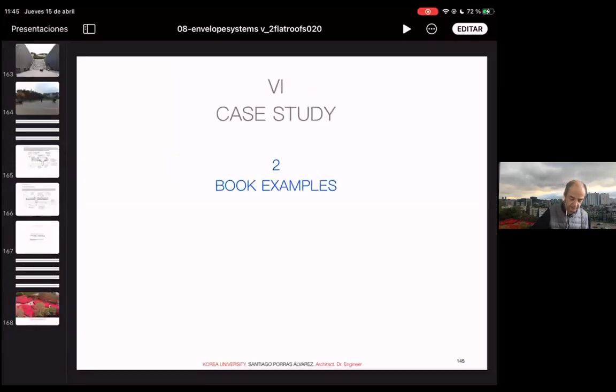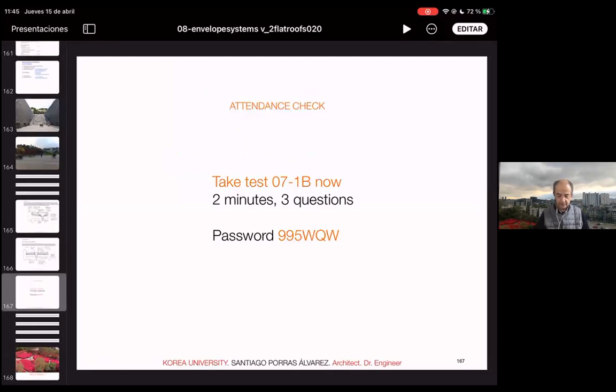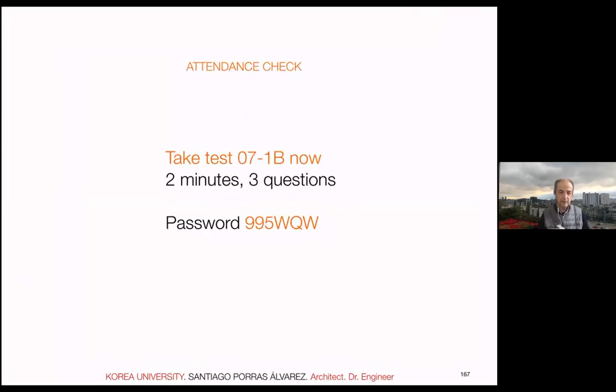And since we are finishing, the exercise we will comment tomorrow. Just go to the final test and you have 2 minutes to do it. And that's all for today. After the test, you can log out and see you tomorrow with more proofs and more questions if you have them.